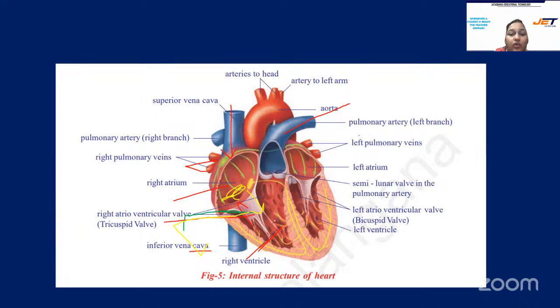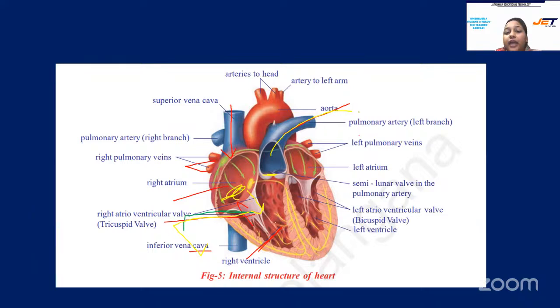Now from the ventricle, what will happen? The pressure will be generated, and over here there are semilunar valves, at the pulmonary artery. Because this portion is filled with blood, it will exert pressure and the blood will be pushed to the pulmonary artery. Due to force, this artery will pump the blood to the lungs, where it will be mixed with oxygen, and then the blood will be oxygenated.